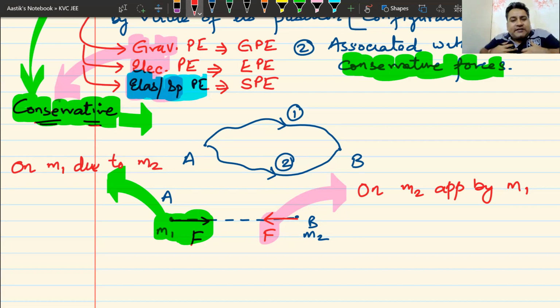Now, how do I imagine it? Let us say that I am block M1. Now, how do I attract the block M2? Right now, what he is doing to me is not important. What I am doing to him is important. How am I going to attract M2? I have got mass. My mass is M1. So how do I attract M2?